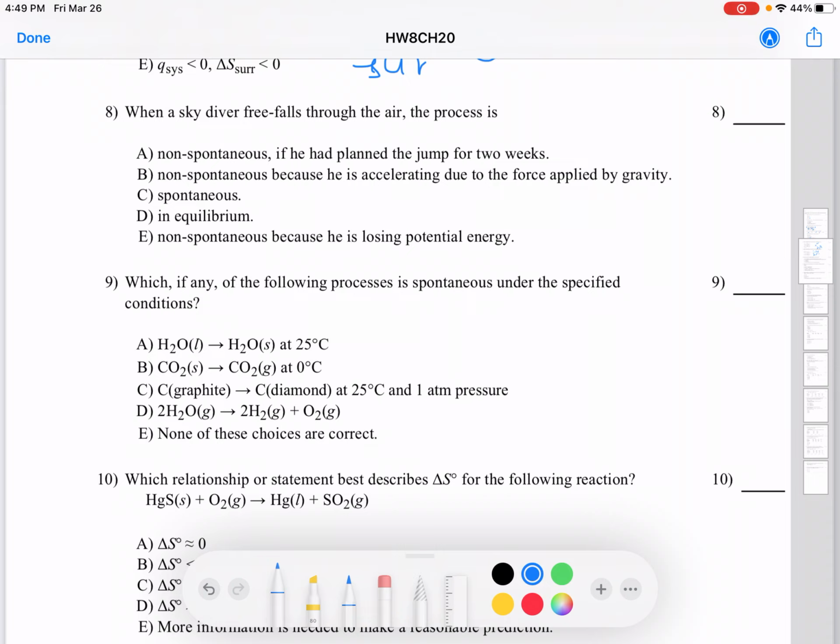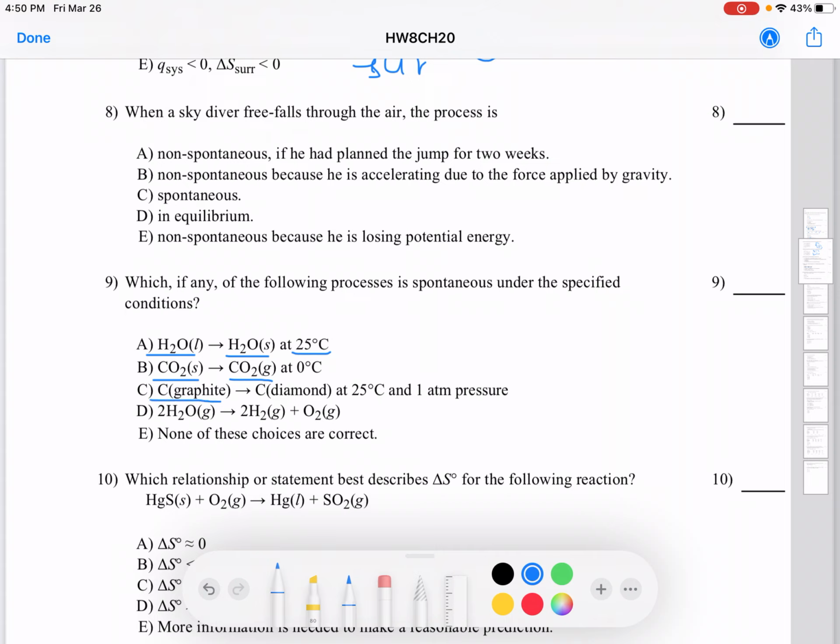Number 9, which, if any, of the following is spontaneous under the specified conditions? Liquid water becoming solid water. Do you think that's a spontaneous process at 25 degrees Celsius? No, at room temperature you cannot have ice. So the first one is not correct. Carbon dioxide solid becoming carbon dioxide gas at 0 degrees Celsius. Can that happen? Yes. Solid becoming gas is possible, and that is a spontaneous process.